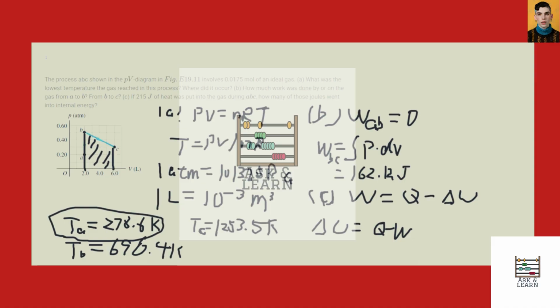So we see that Q is 215 joules, and the work in the total process is simply 162.12 joules. This one plus this one, but this one is 0, right? So total work is simply 162.12 joules. So you simply need to use this number minus this number, and you obtain the change of internal energy. And the final result I found is 52.88 joules. Okay, all right, that's it.